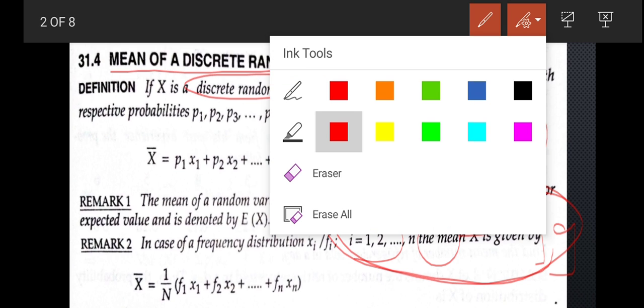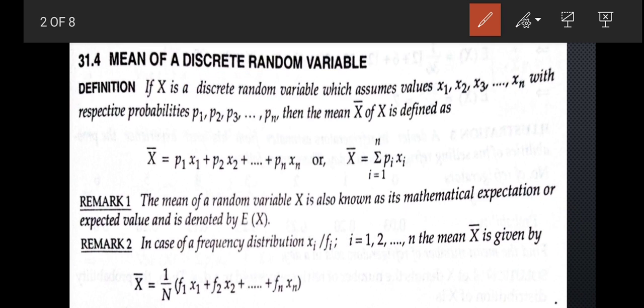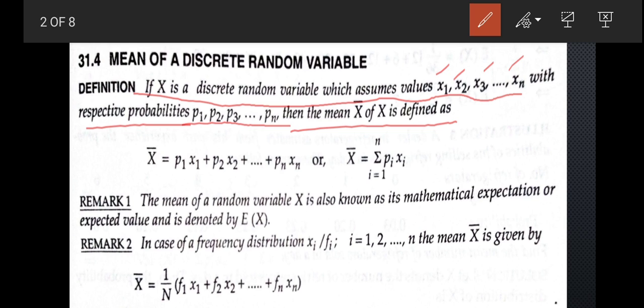So what is the meaning of mean of a discrete random variable? If x is a discrete random variable which assumes the values x1, x2, x3, ..., xn with respective probabilities p1, p2, p3, ..., pn, then the mean of x is defined as p1x1 + p2x2 + ... + pnxn. It depends on how many events there are. If there are only two events, then the mean will be p1x1 + p2x2.